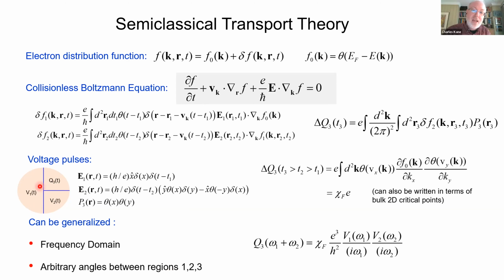So irrespective of what the angles are, it picks out the Euler characteristic. The other thing that one can do is, instead of working in the time domain where we have these pulses, we can work in the frequency domain, where you run V1 at frequency omega 1 and run V2 at frequency omega 2, and so basically that recovers this formula for the charge that flows into region 3.